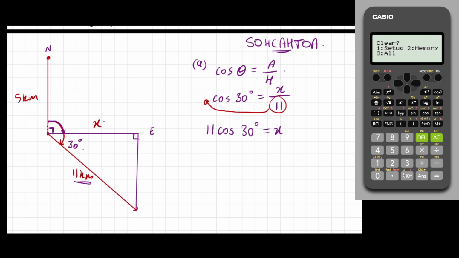I just need to reset my calculator because I was doing some extension stuff earlier. Let's try that again. 11 cos 30. Now my calculator gives me something weird, but your calculator will probably give you this. 9.526. And we'll do 2 decimal places. So 9.53.